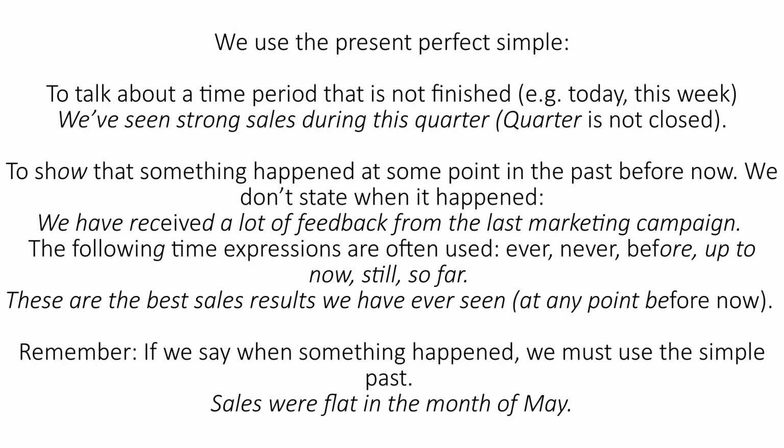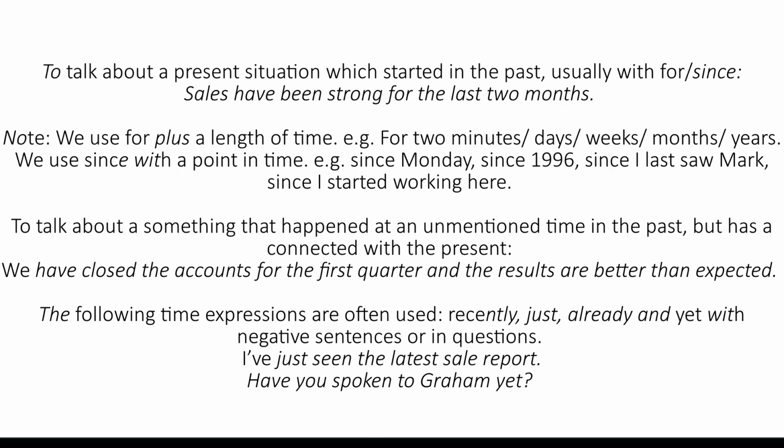We also use it to talk about a present situation which started in the past, and we usually use it with "for" or "since." Remember that "for" and "since" are very commonly used with the present perfect. It's important to note that we use "for" to talk about the length of time. So "for" plus the length of time. For example, for 2 minutes, for 2 days, for 2 weeks, for 2 months. And we use "since" with a point in time. So since Monday, since 1996, since I last saw Mark, or since I started working here.